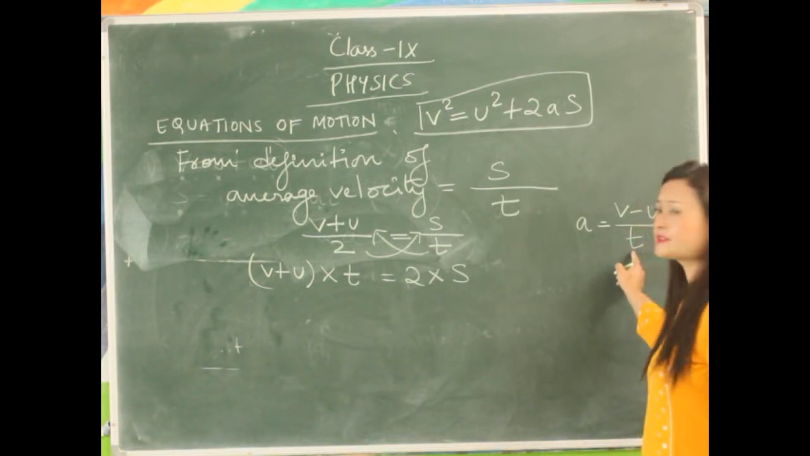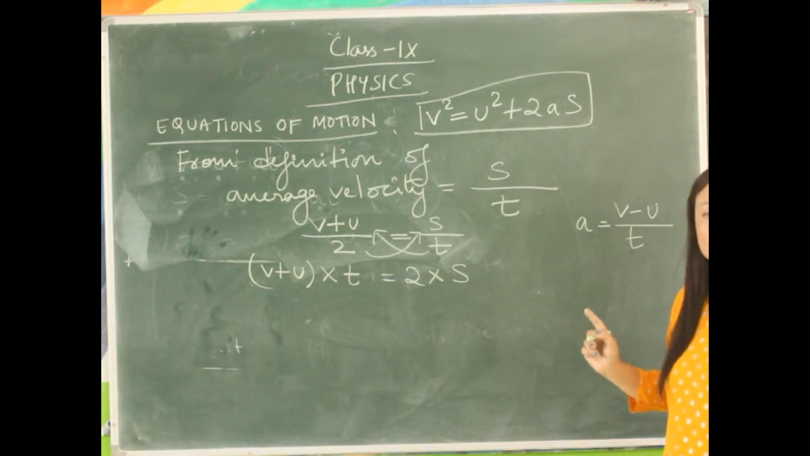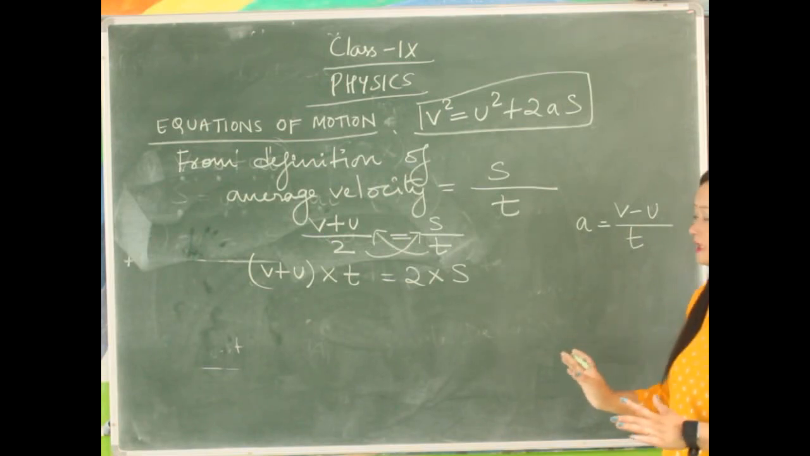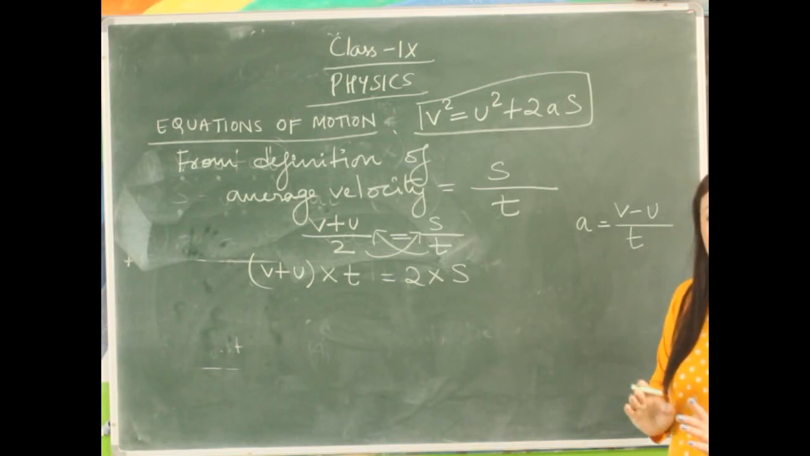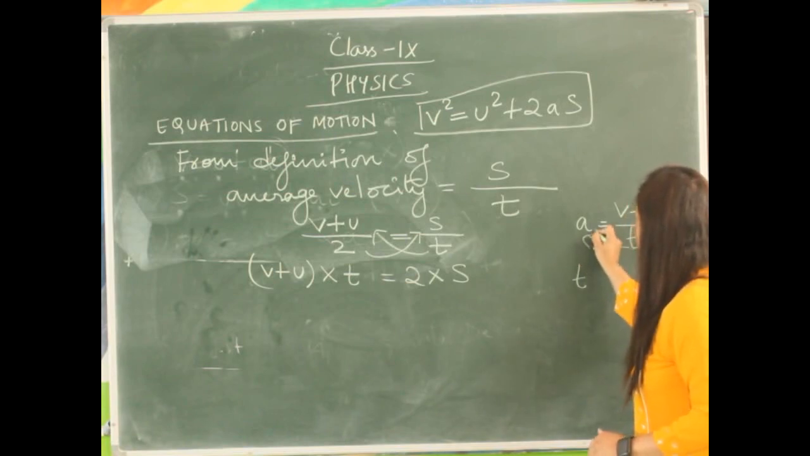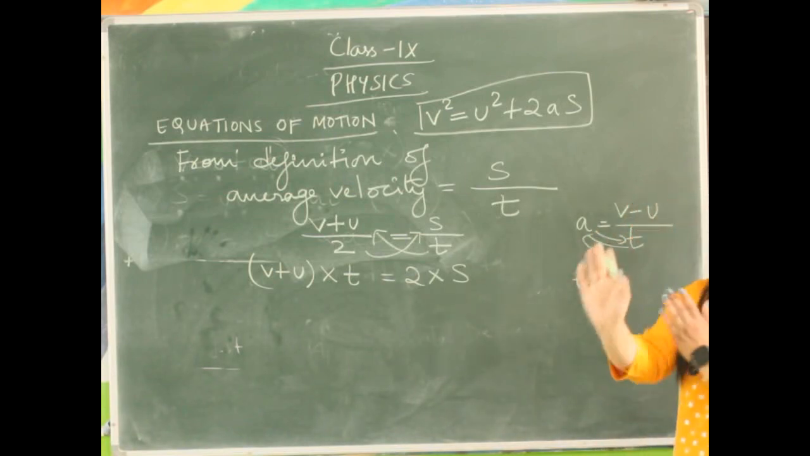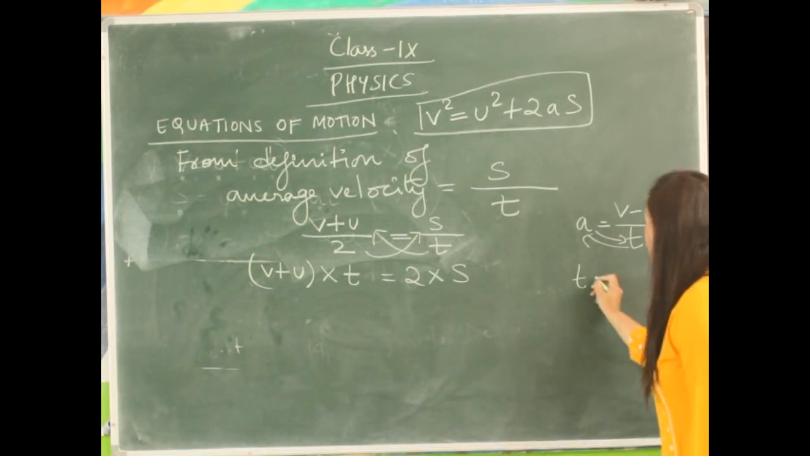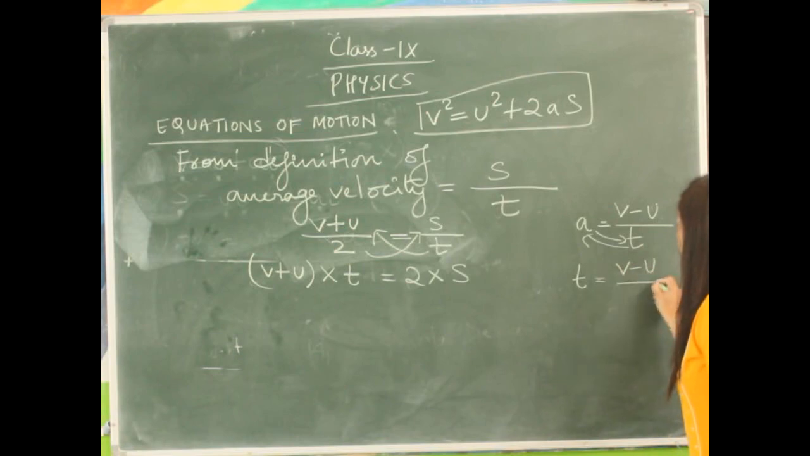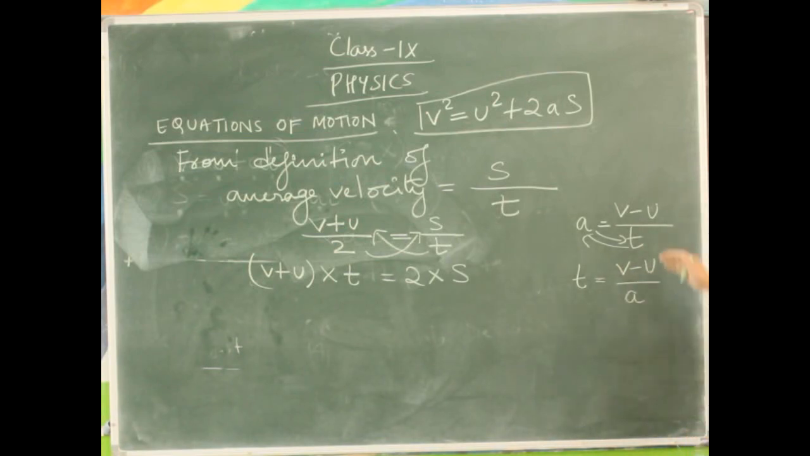Now, just interchange the position of A and T. T goes this side and A comes this side. So you're just interchanging their position. T goes up to the left hand side, and A goes in the denominator. So did you see? V minus U remains as it is. T goes to A's place and A comes to T's place.